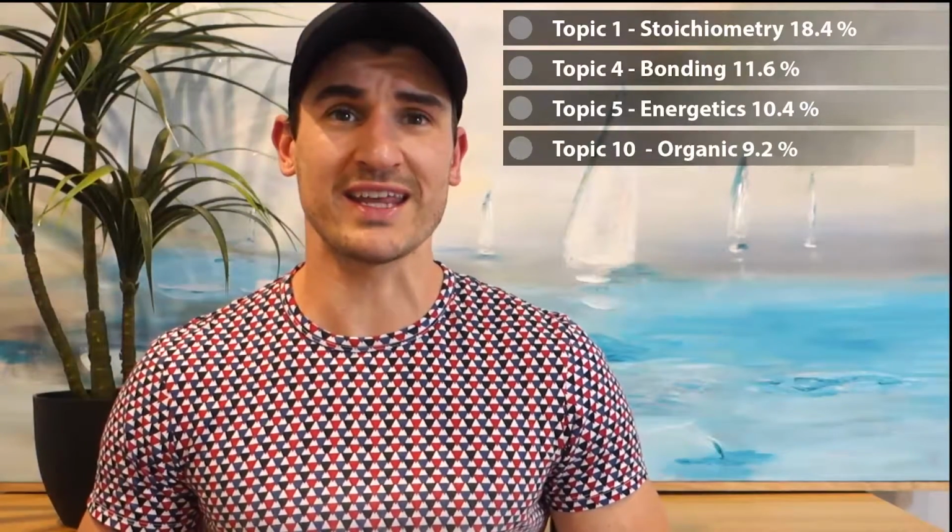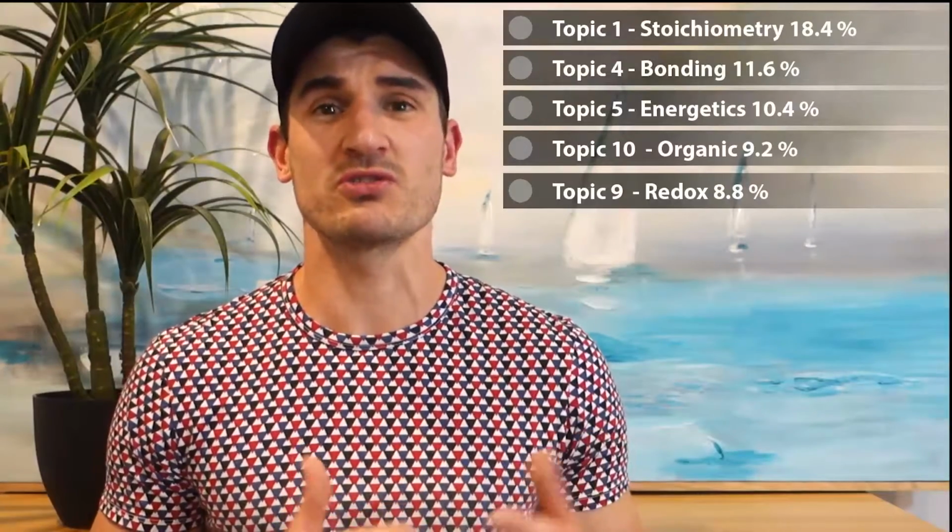Topic number 4, the bonding. That makes up about 11.6%, or about 6 marks on paper 2. Then we have topic 5, energetics. That makes up about 10% of your exam, or around 5 of the allocated marks. Then we have topic 10, organic chemistry, which comes in at about 9%, which is about 4.5 marks per paper. And then finally, the 5th most important topic is redox processes, coming in at about 8.8%, which is around 4 marks per paper.